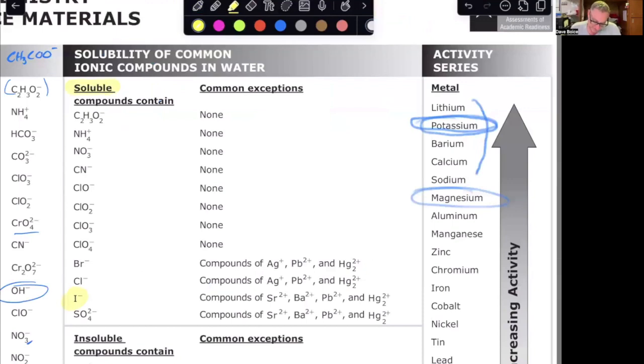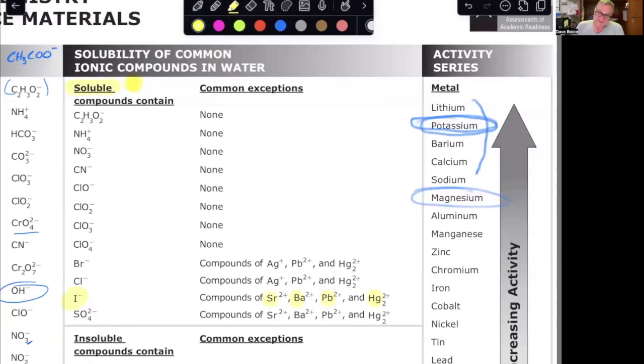Now, there are exceptions: strontium, barium, lead, and mercury. If this was to have been paired with one of those 4, then that would be an exception, and this would no longer be soluble. It would be insoluble, and therefore, yes, it would form a solid. However, this is paired with silver, which is not one of those exceptions. So this is, in fact, soluble.